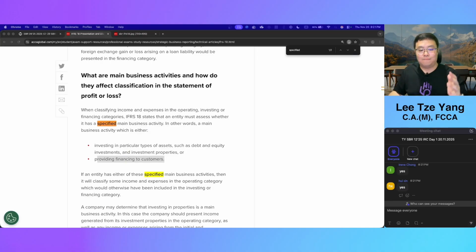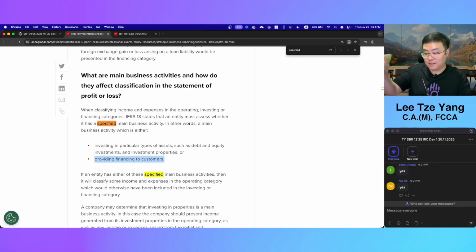Okay, I give you one example. Now, let's say I'm a bank, I charge interest to my customer for a loan. The interest income is my operating income. It's my operating. It's not under investing anymore. Then let's say I borrow money so that I can lend you money. So I will pay interest as well. Now that interest expense is also operating because it relates to me providing finance to you. Okay, that's the meaning. Now, what about this one?